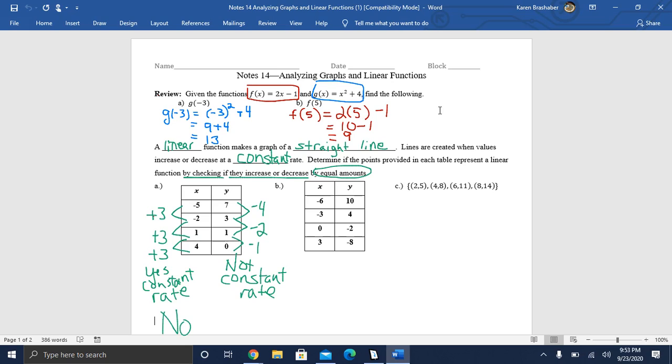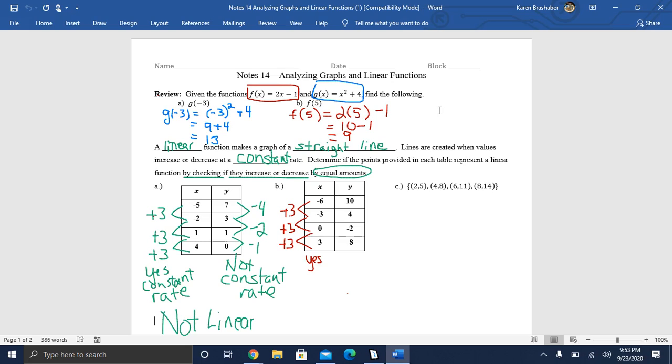And that would be the question that we're asked about on this set of data. All right, so now we'll look at our second set of data, and we're going to analyze again going from -6 to -3, and so that's up 3. From -3 to 0, that's up 3. From 0 to 3, that's up 3. So this is a constant rate.